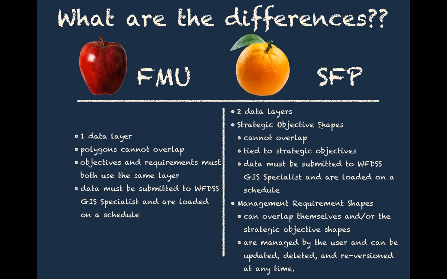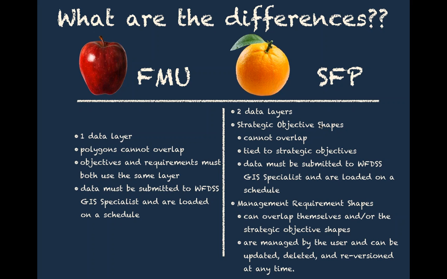The FMU planning process: one layer, polygons can't overlap. Your objectives and your requirements have to use that same layer. And the icing on the cake, you can't manage the data loading at all. They come to me and I load them. And in this regard, Ben's the data manager. From there, after the spatial data are loaded, you still get to handle entering all the text, but somewhat restrictive. But I will say, also still a very good fit for a lot of units.